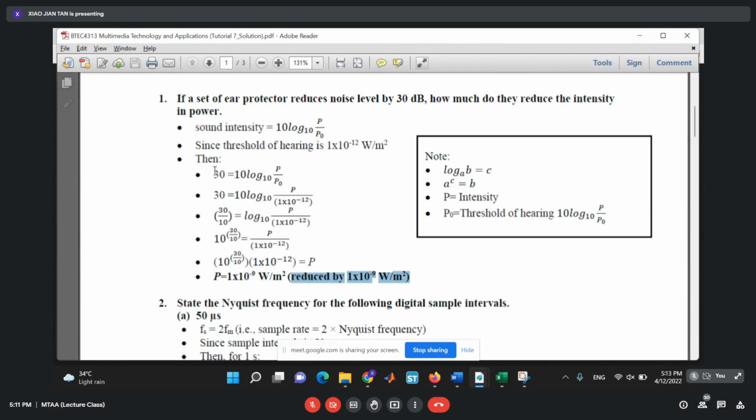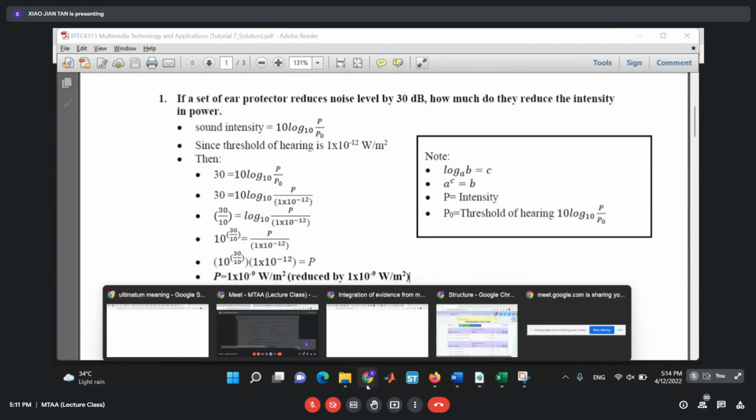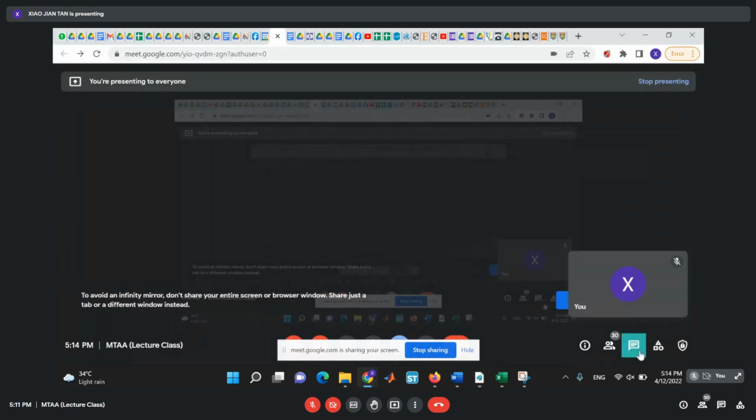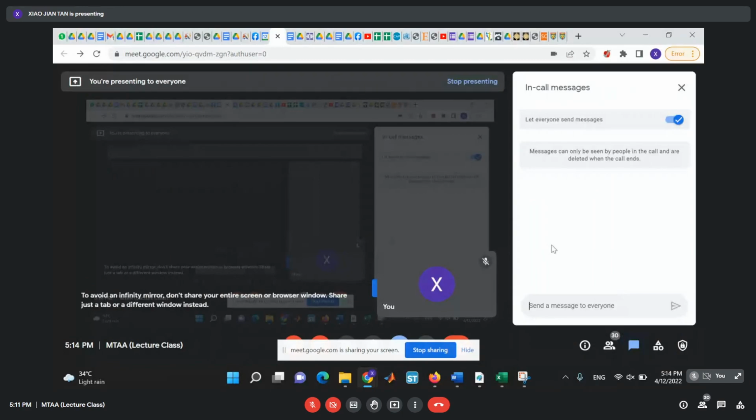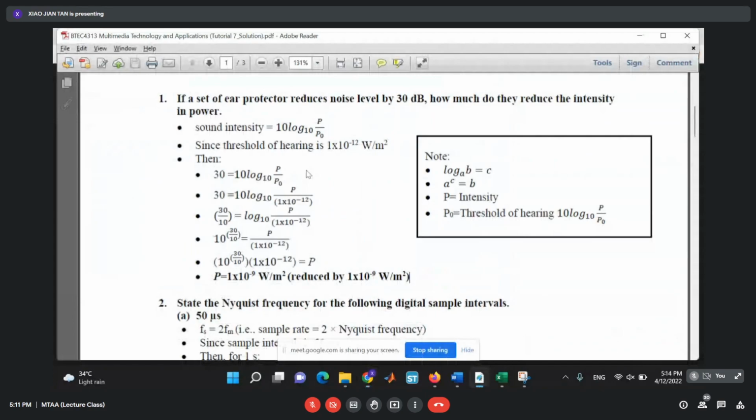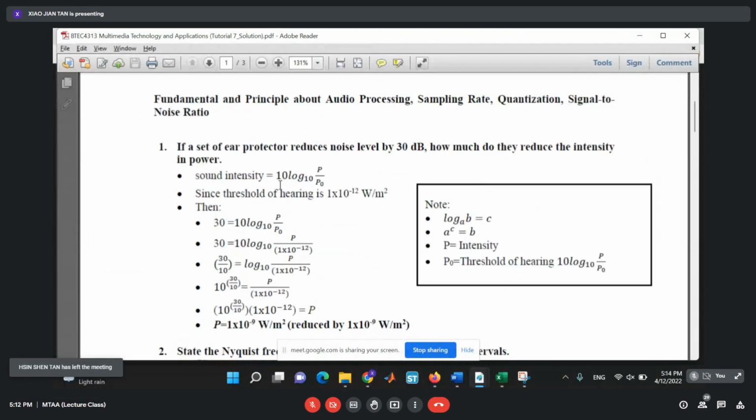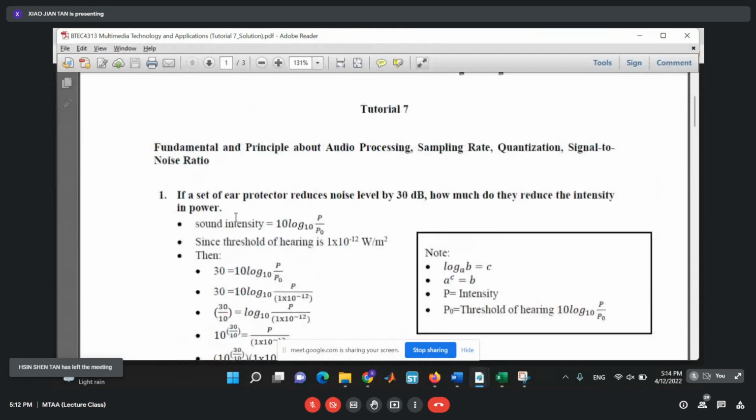Are any of you using the negative sign here to perform the calculations? Maybe I can listen to some of your opinions. Anyone from online? You can put it in the chat box. It's okay. Have you put the negative sign here when you do the calculation? This is tutorial 7, question 1.